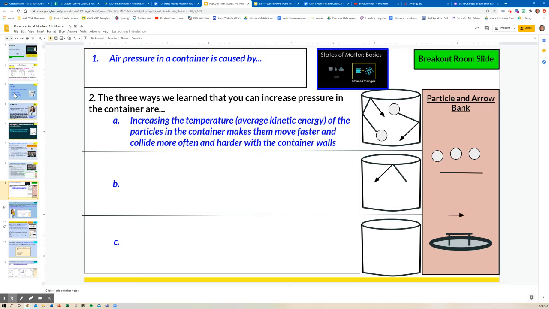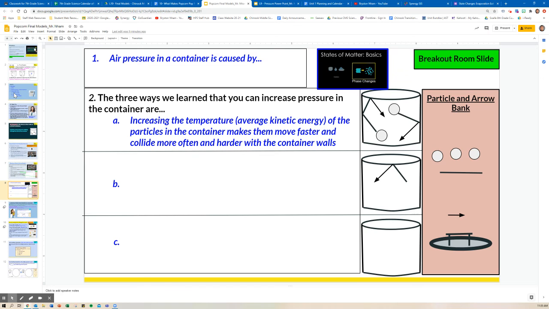So the first thing is, air pressure in a container is caused by, and you're going to write what it is caused by. Okay? And then you need to write for me 3 ways you learned that you can increase pressure in the container. The first I give you is increasing the temperature and average kinetic energy of the particles in the container makes them move faster and collide more often and harder with the container walls.